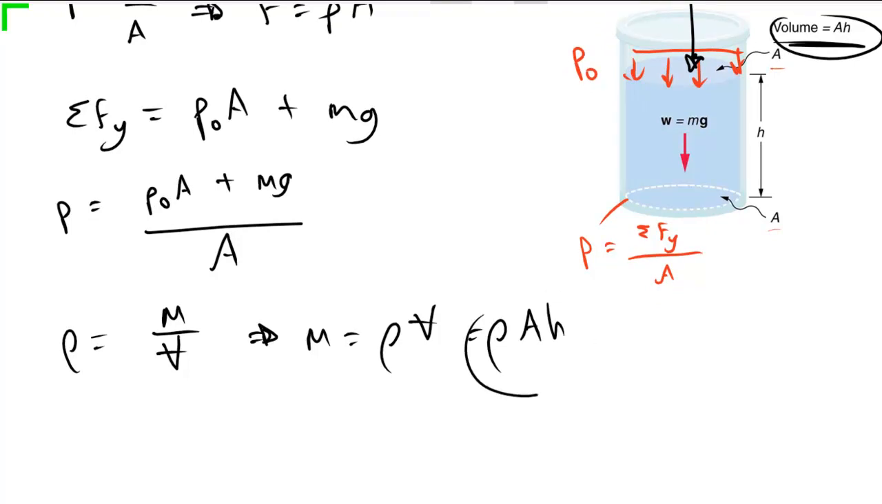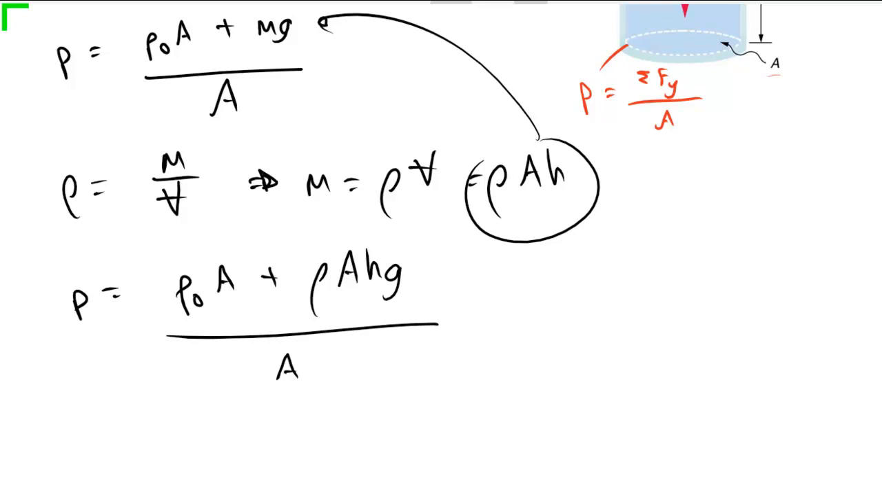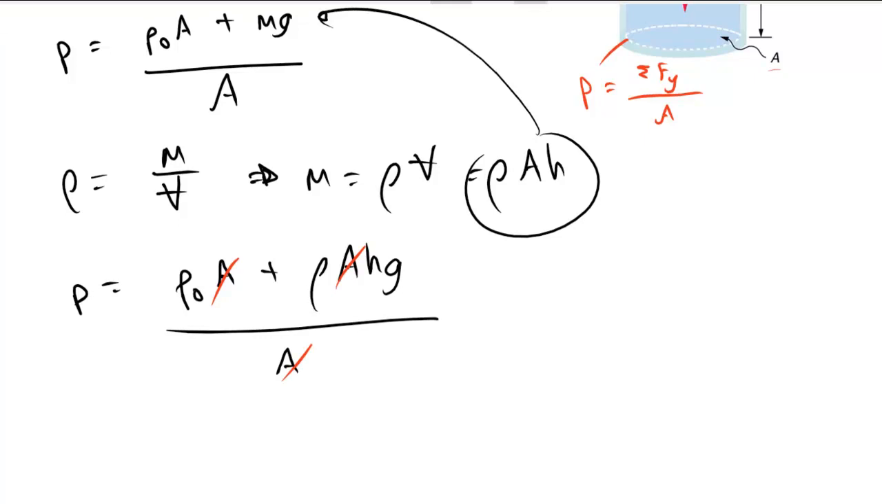So if we take this and replace it back in here, then we will get a pressure equal to the starting pressure on the top, P naught A, plus density times area times height times gravity, divided by this whole area. Now these areas are the same in both cases, so they would cancel out. We could factor them and divide out. And so the pressure at the bottom is equal to the starting pressure at the top plus, I'm going to rearrange this, density times gravity times height.